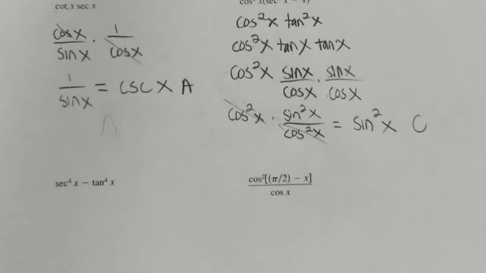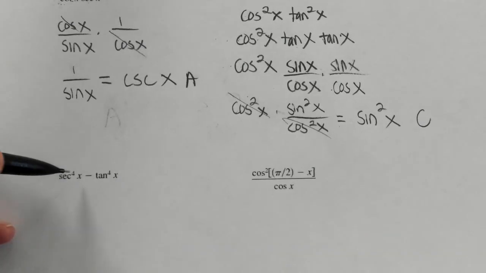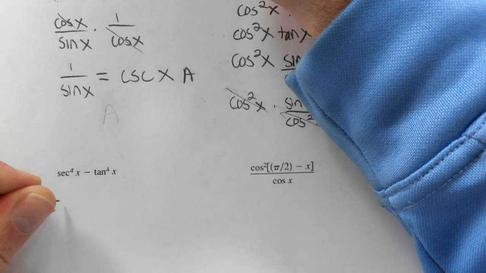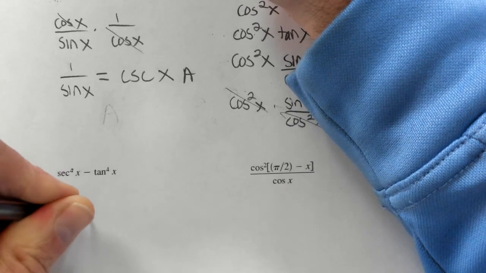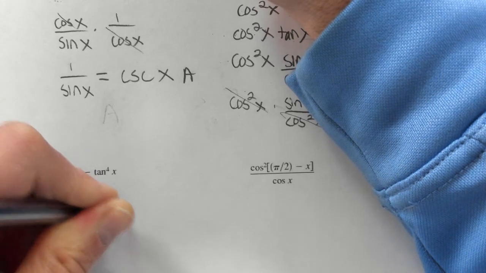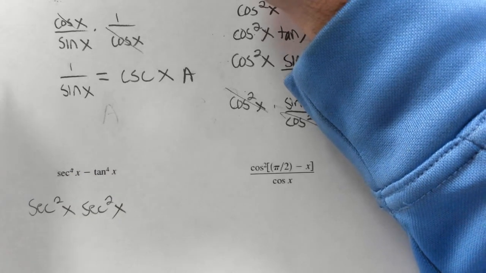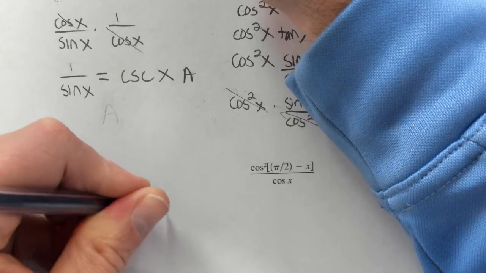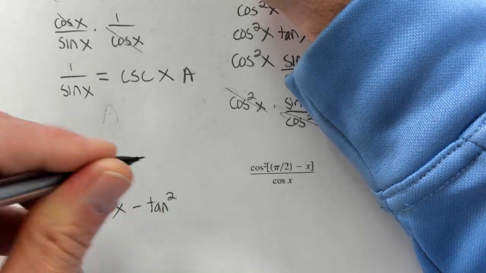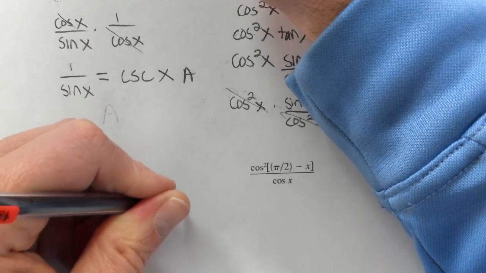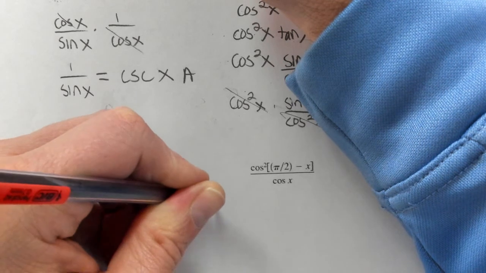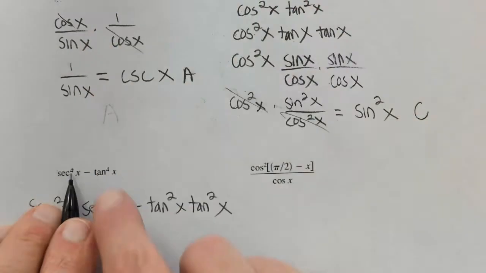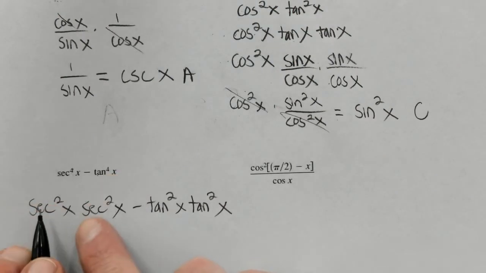What else we got here? So secant to the fourth power, we can call that secant squared times secant squared, all right, minus tangent to the fourth power, we're also going to call tangent squared times tangent squared. Okay?